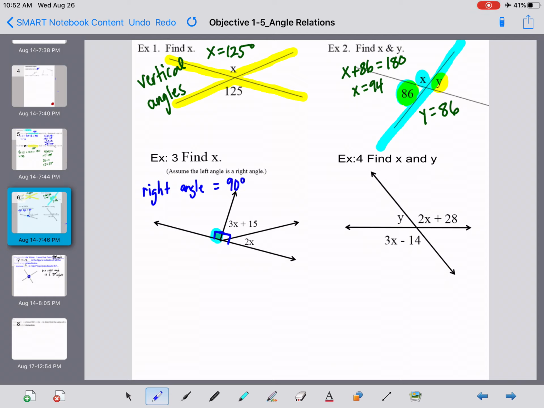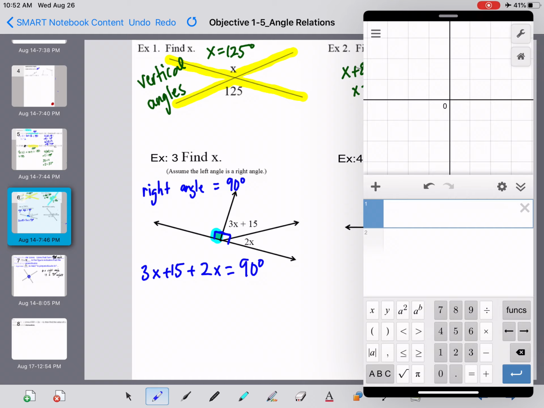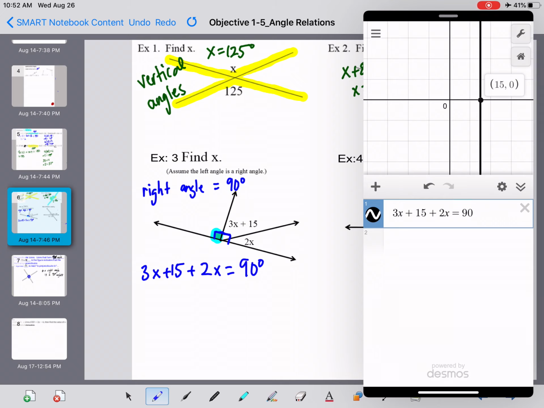Okay? What can I do with that 90 degrees? I got to do something with it. I got two adjacents here, and when I add them together, they make a right angle. So when I add these two angles together, if they make a right angle, then those two added together will equal 90 degrees. You got it. You guys are doing such a good job. Now, let me double check myself. 3x plus 15 plus 2x equals 90. Yep, x equals 15.